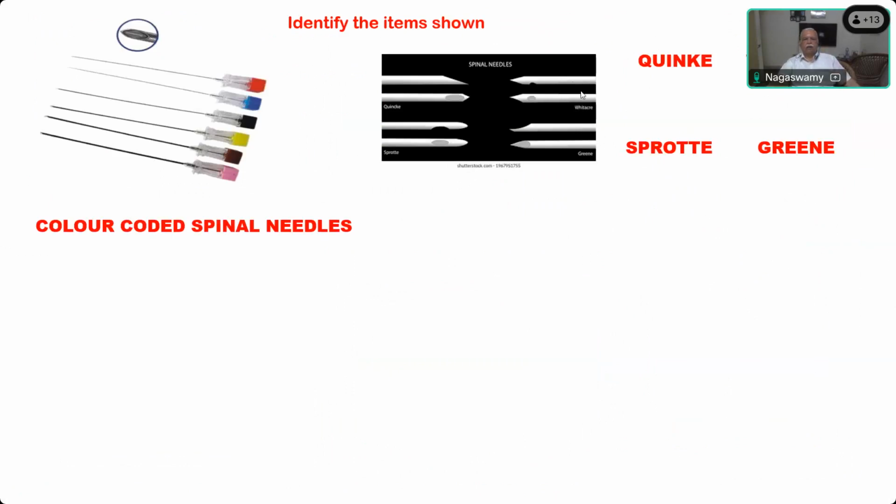Whitacre called? Other name for this Whitacre needle? Pencil point needle. Dura splitting needles. It's a pencil point needle. It is almost looking like a pencil which is sharpened. And the opening is a little away from the tip. It is not in the tip like the Quincke and the Green tip.